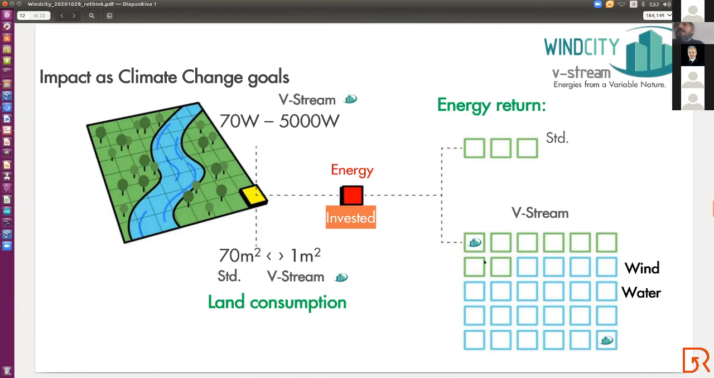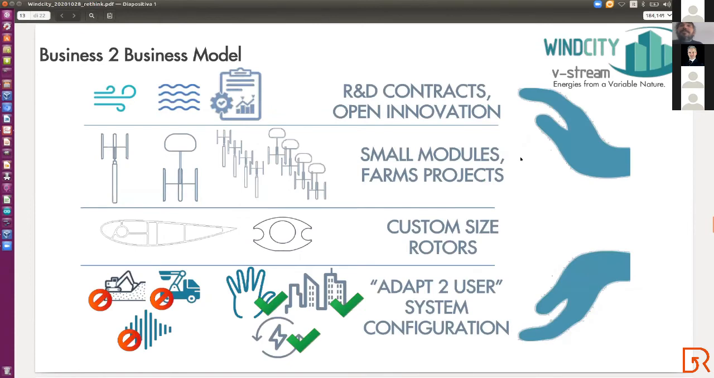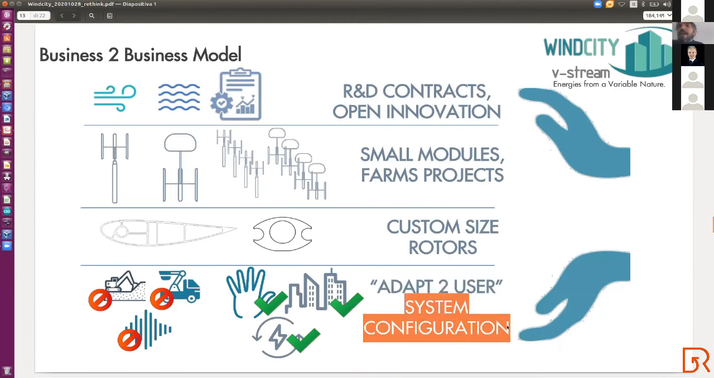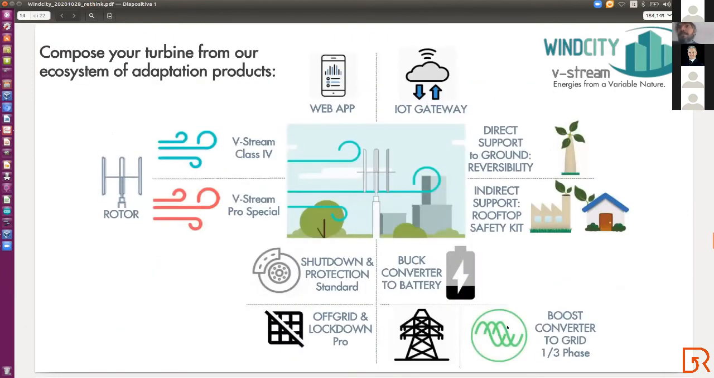We can perform 2 times better, 3 times better than standard variable fluid turbines. And our business-to-business model includes R&D contracts, open innovation, and small modules for going in farms projects, because we are able to customize size rotors. And of course, as we adapt to nature, we want to adapt to the user with system configuration. And the next slide is all about this system configuration.